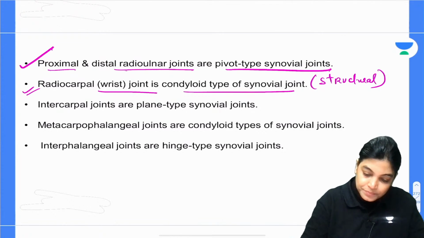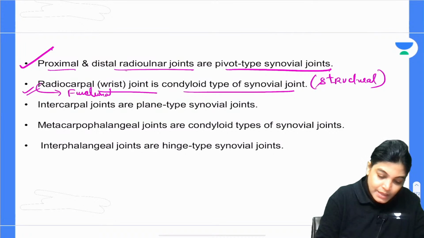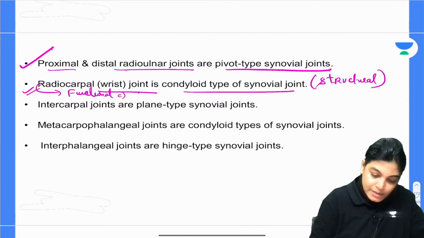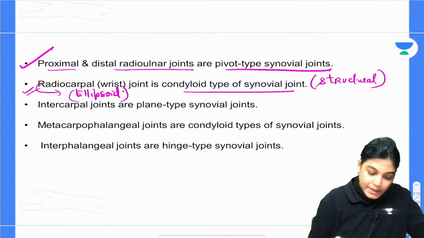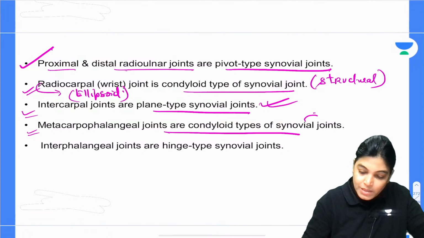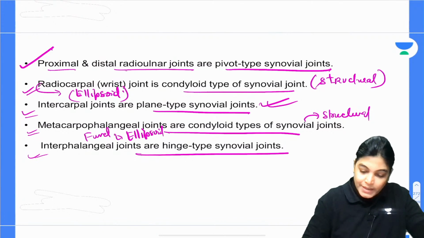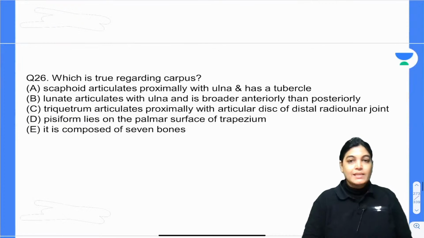If we talk about its functional classification, it is ellipsoid joint. Intercarpal joint is plain type, which was correct. Metacarpophalangeal is again condyloid, which is structural. If I say functional, then again it is ellipsoid variety. Interphalangeal joint is hinge variety. So is it clear? Any doubt? Please let me know. Is it clear? Okay, so let's move on to the next, that is question number 26.